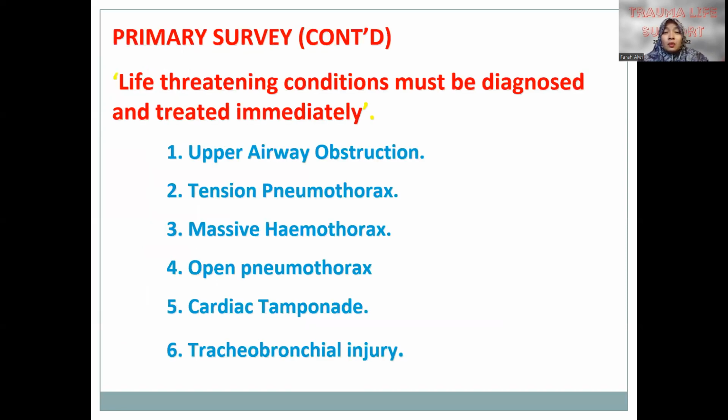All right. Okay. So in primary survey, there are 6 life-threatening conditions that you have to diagnose and treat immediately. Okay, because if you don't treat these life-threatening conditions, the patient will die within minutes. Okay, so what are the conditions? It's your upper airway obstruction, okay, your tension pneumothorax, massive hemothorax, open pneumothorax, cardiac tamponade, and tracheobronchial injury. Okay, so upper airway obstruction we have settled earlier. So the next 5 are what we are looking for in your breathing.